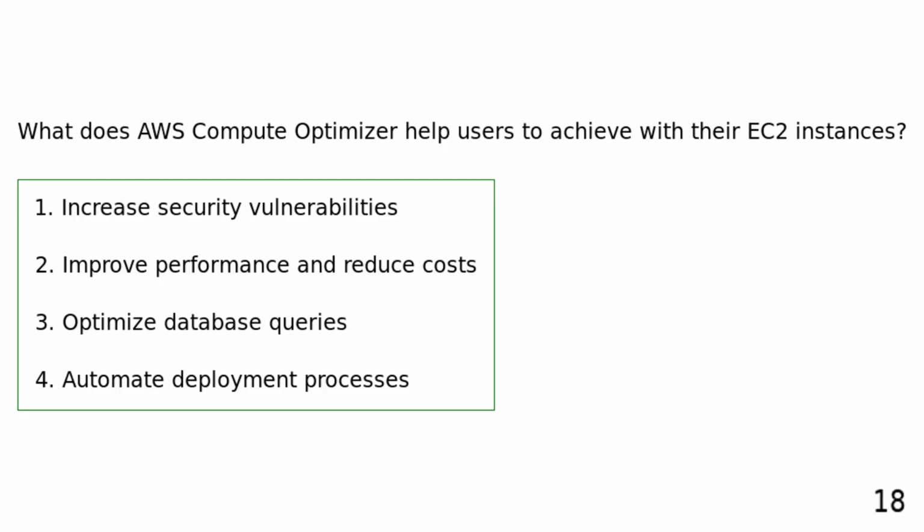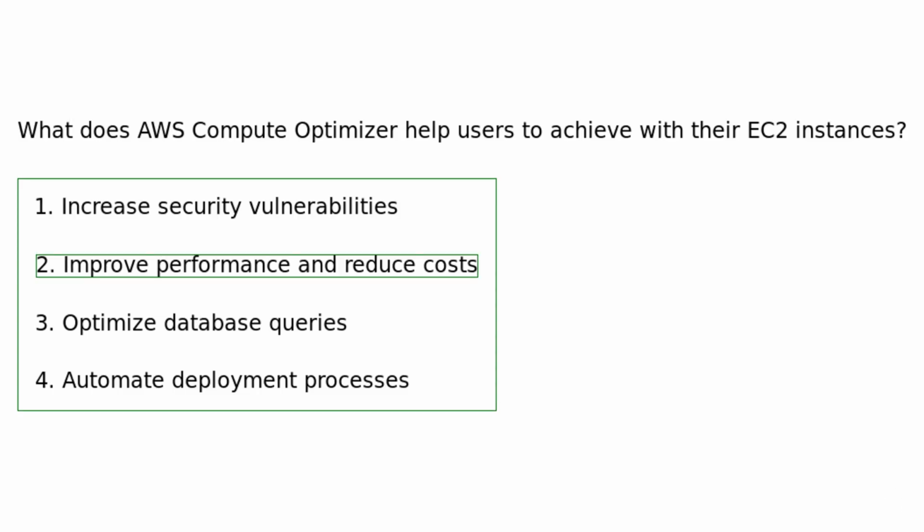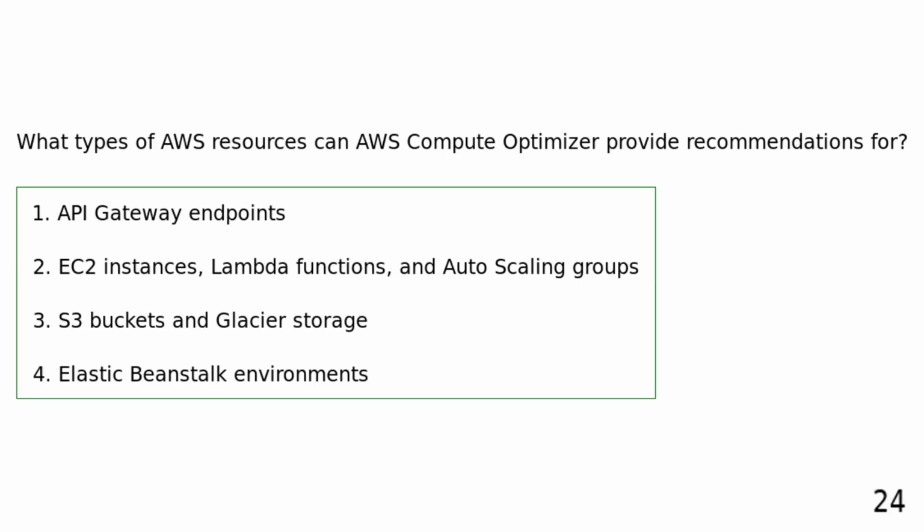What does AWS Compute Optimizer help users to achieve with their EC2 instances? Increase security vulnerabilities. Improve performance and reduce costs. Optimize database queries. Automate deployment processes. AWS Compute Optimizer helps users to improve the performance of their EC2 instances by recommending optimal compute resources while also reducing costs through right-sizing.